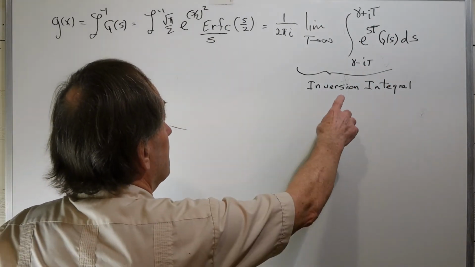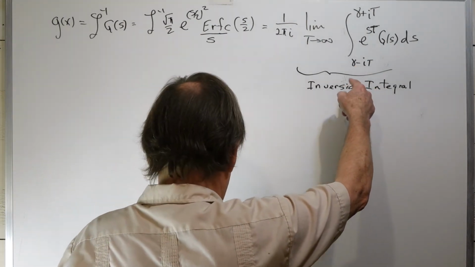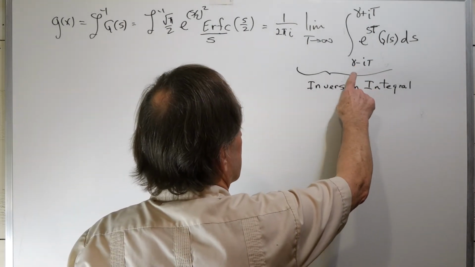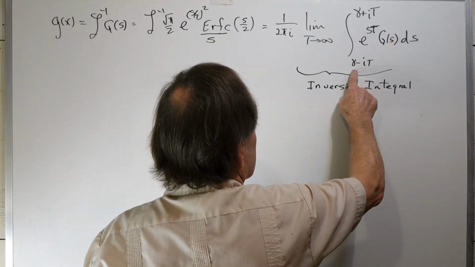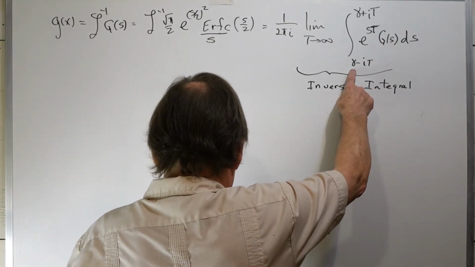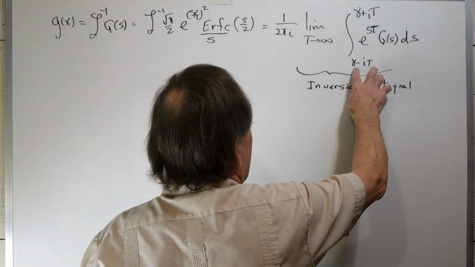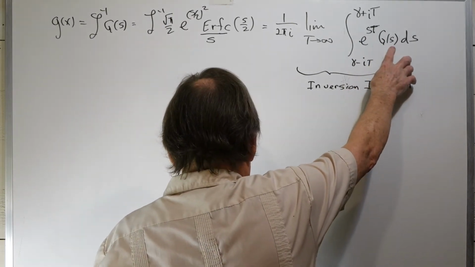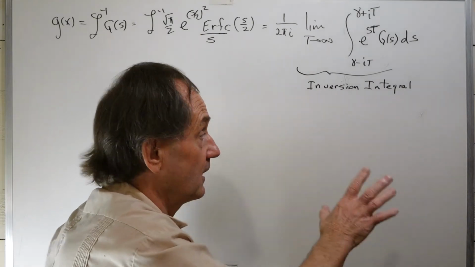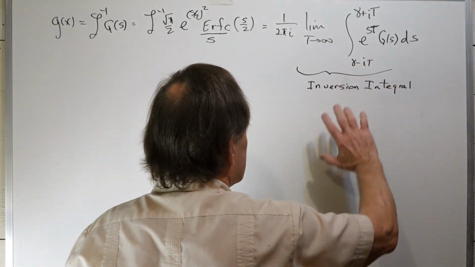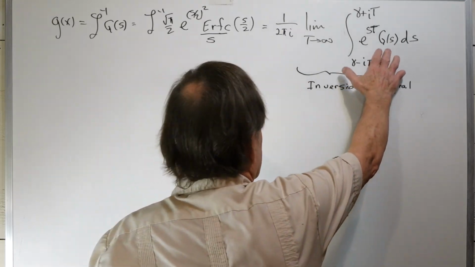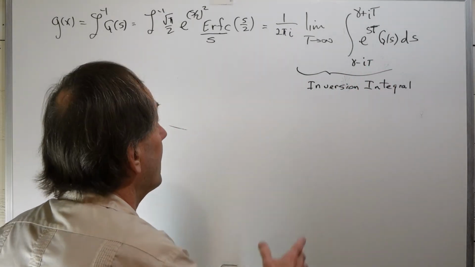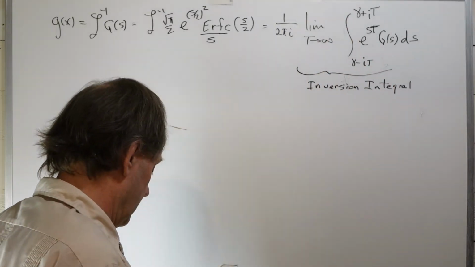The inversion integral is computed along a vertical line, where the real part of s is gamma, and gamma has to be greater than the real part of all the singularities that g of s possesses in the complex plane. And g of s also has to be bounded on the line that we're integrating on.